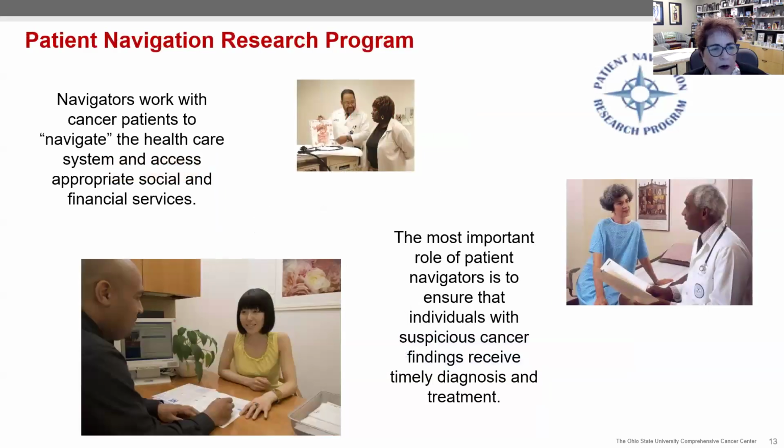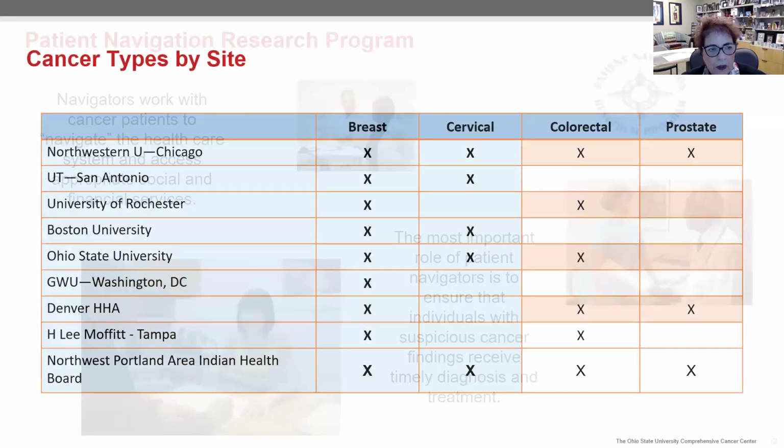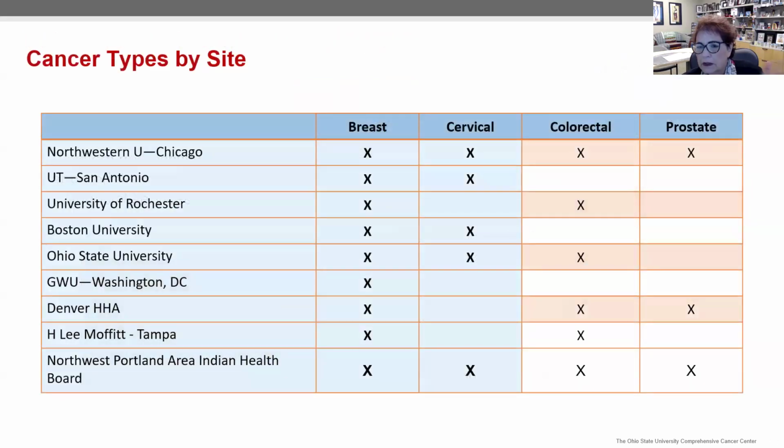So in PNRP, the navigators worked with cancer patients to navigate the healthcare system and access appropriate social and financial services. The most important role of the navigators was to ensure that individuals with suspicious cancer findings receive timely diagnosis and treatment. And I'm going to come back and show you some data exactly on that in just a few minutes. So just skim these next couple of slides.